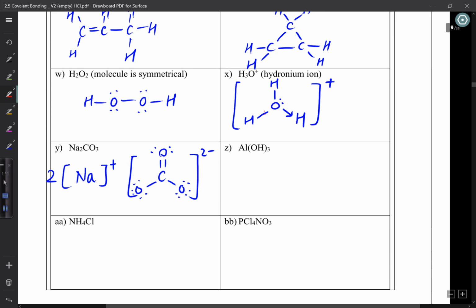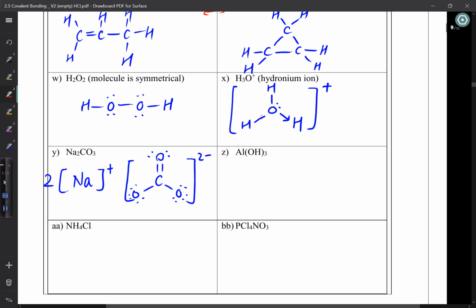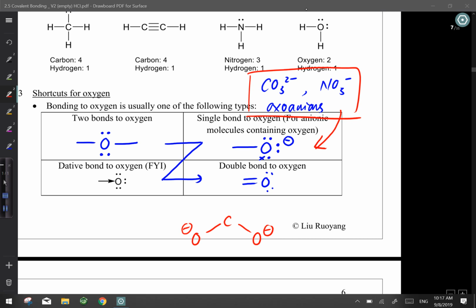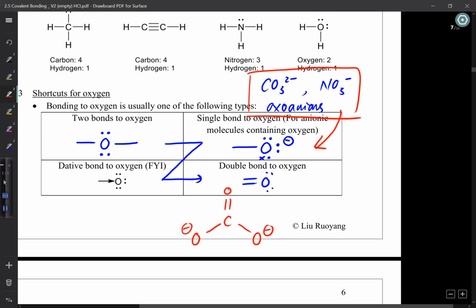Remember what I mentioned previously? I mentioned that for oxygen, especially oxo anions, for example CO3 2 minus, NO3 minus, you have as many of these type of bonds as they are negative charges. In other words, for CO3 2 minus, you will definitely have 2 of these kinds of bonds connected to this carbon. And then for the other oxygen, you can just settle it with a double bond.